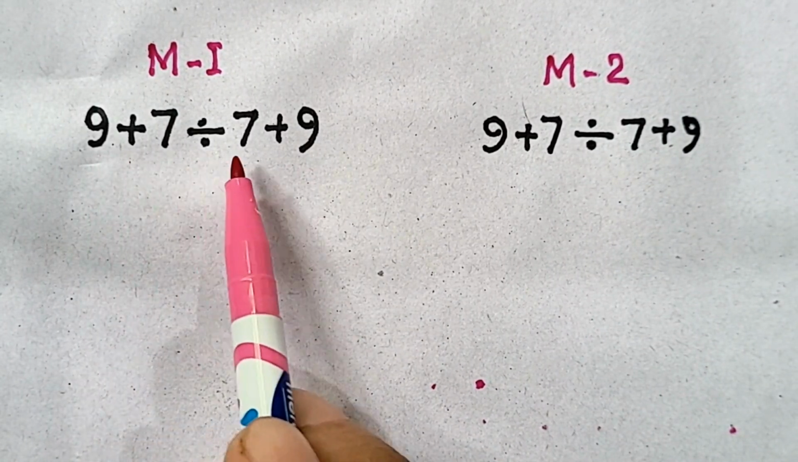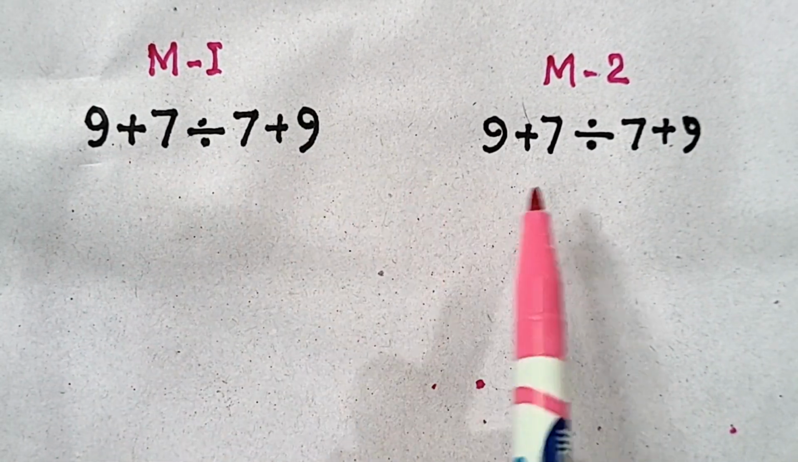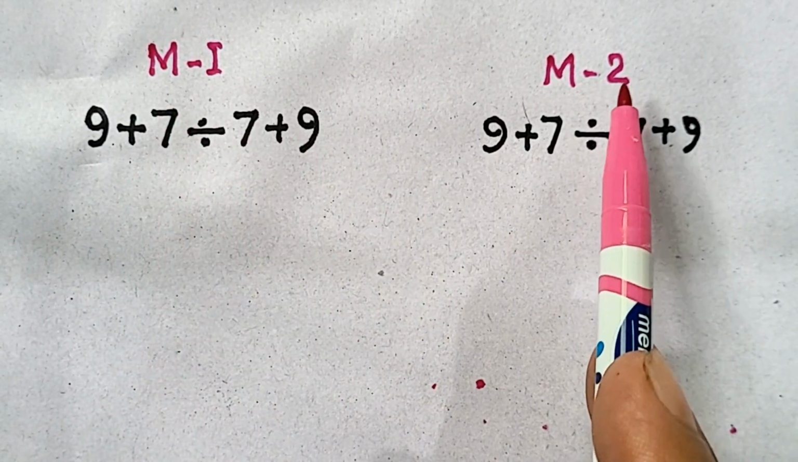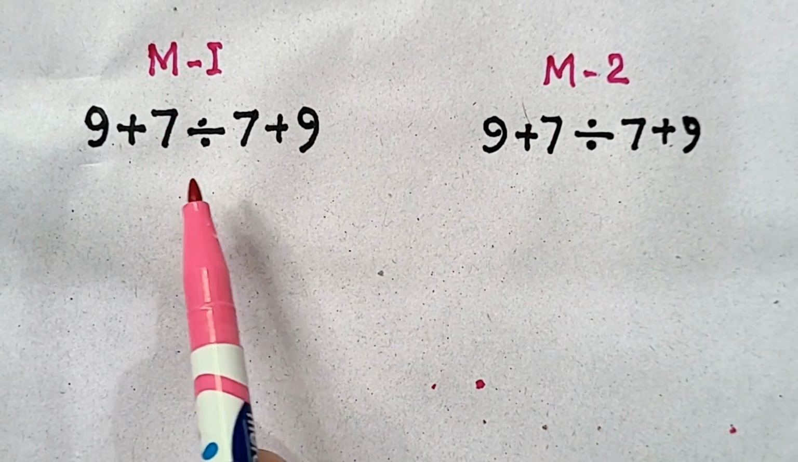I have a question for you: 9 + 7 ÷ 7 + 9. I will solve this question using two methods, method 1 and method 2, and you have to decide which method is correct.